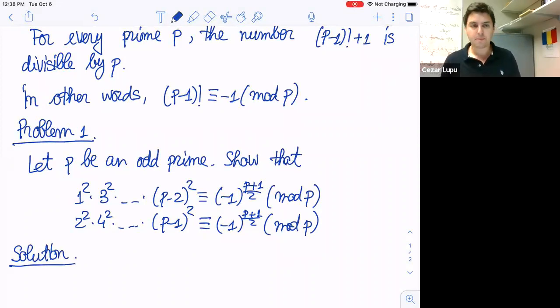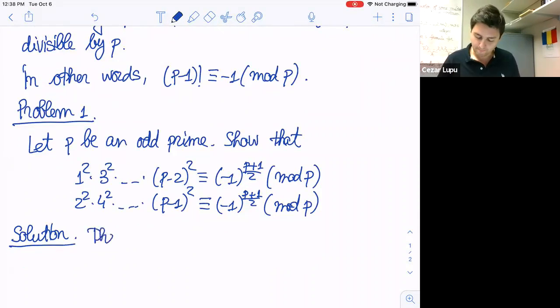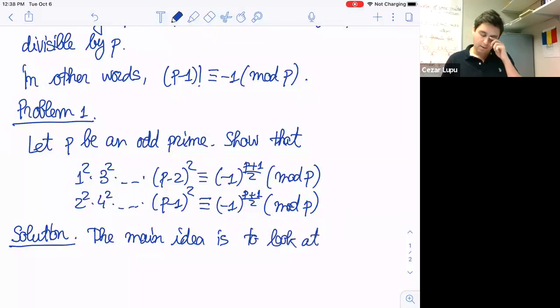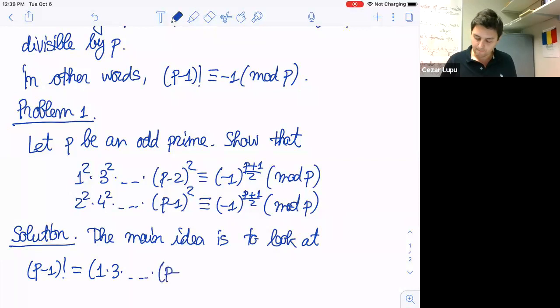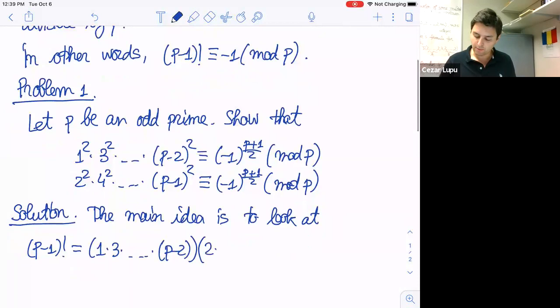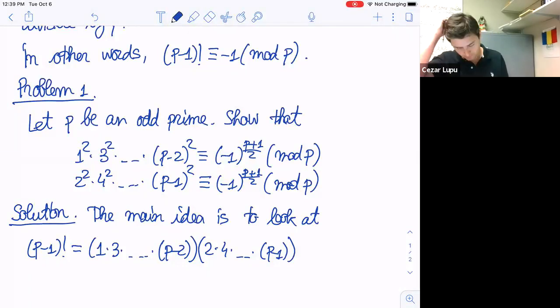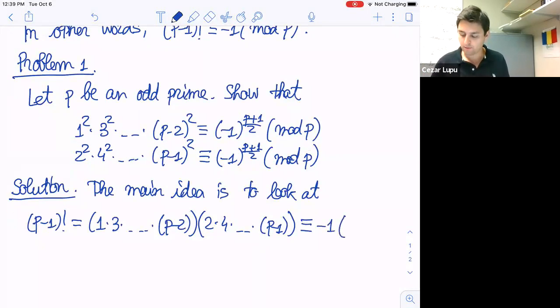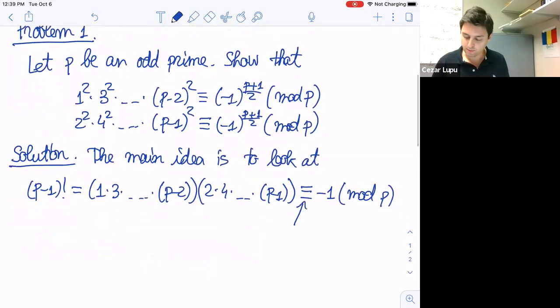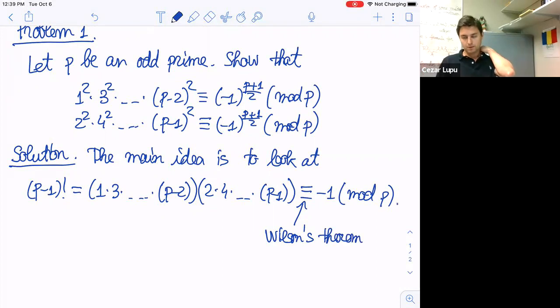The main idea here is to look at the fact (p minus 1) factorial. I can write this in the following way. That's the trick: I'm going to separate the odd ones and the even ones. So it's 1 times 3 times up to p minus 2, and then I'm going to put here 2 times 4 times up to p minus 1. And by Wilson's theorem, this will be congruent with -1 mod p. So here I use Wilson's theorem.